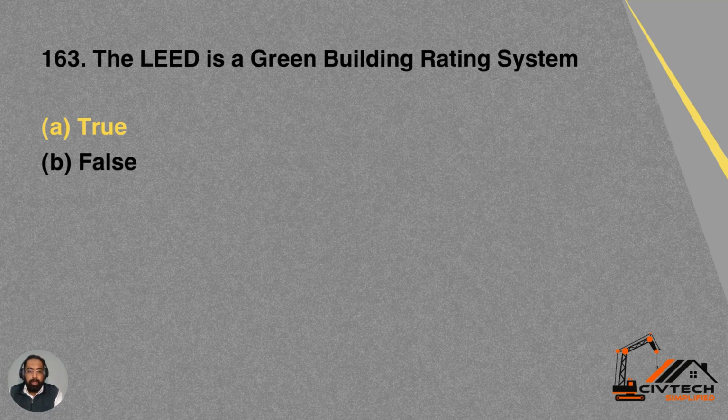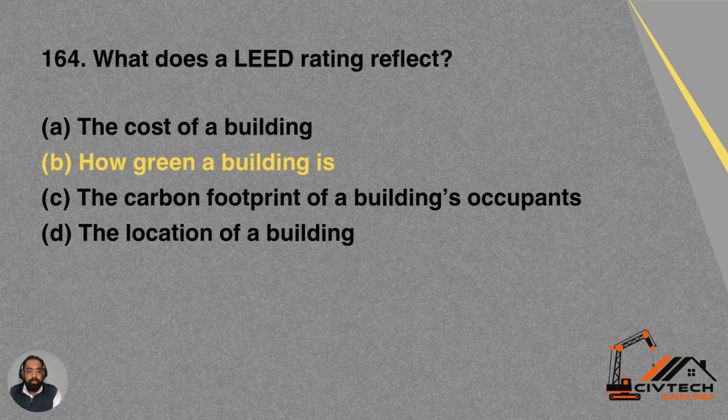163. The LEED is a green building rating system. Option A is true. Option B is false. What is LEED? LEED is a green building rating system adopted in the US. A is the correct answer.